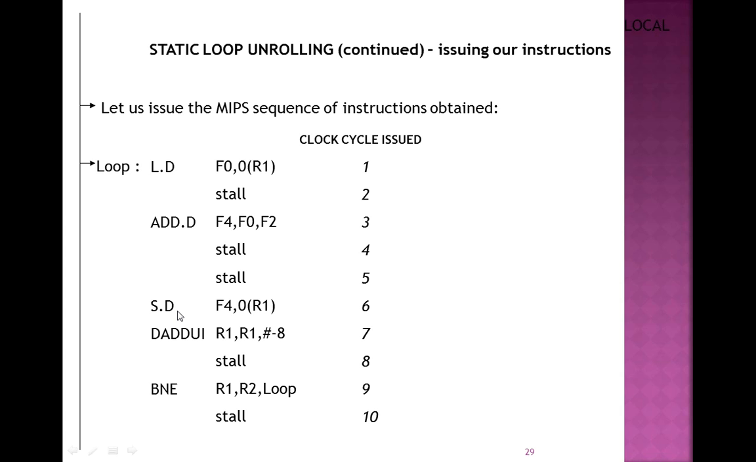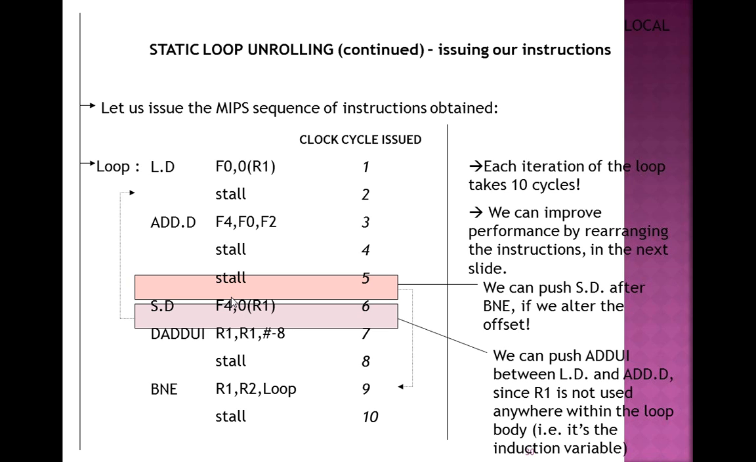Then S.D F4, 0(R1), issued at clock cycle 7. Then again a wait for a moment, at clock cycle 8. Then BNE, performing the branch operation using R1 and R2 as registers and the looping part, at clock cycle 9. Then there is also a stall, at clock cycle 10. This says we can push S.D after BNE if we alter the offset. Each iteration of the loop takes 10 cycles. These are the 10 cycles.